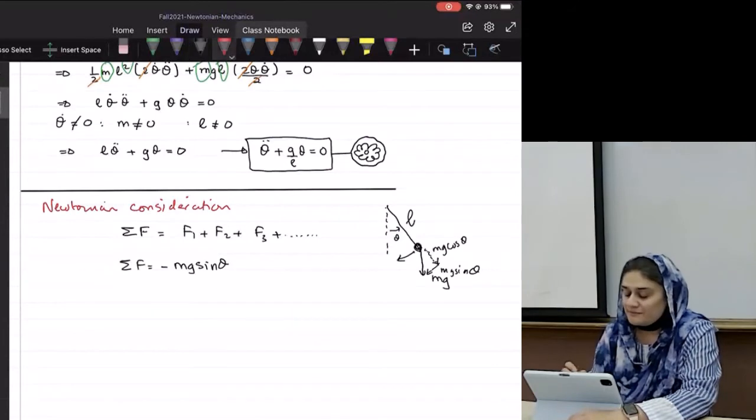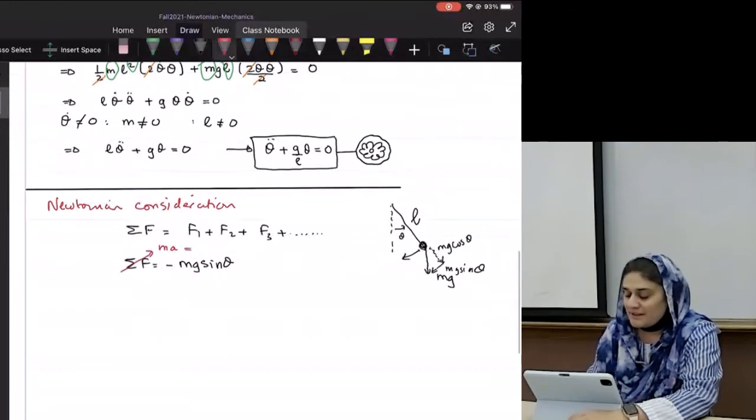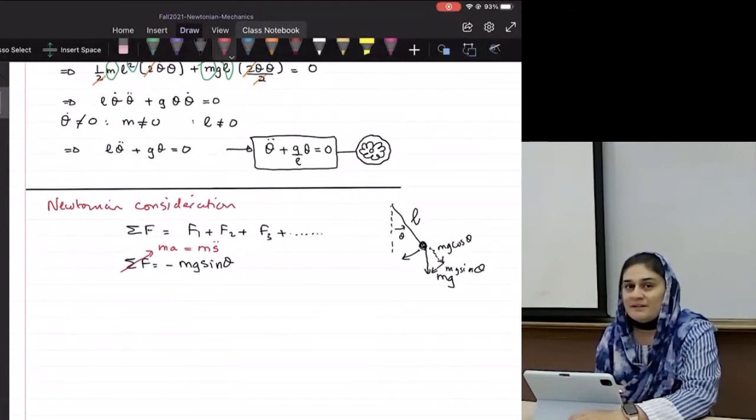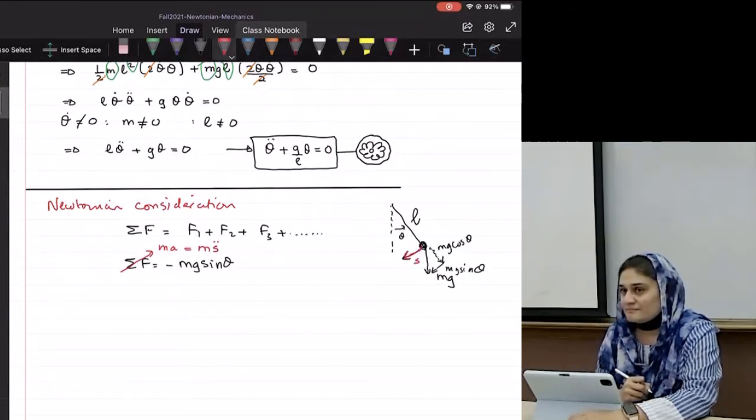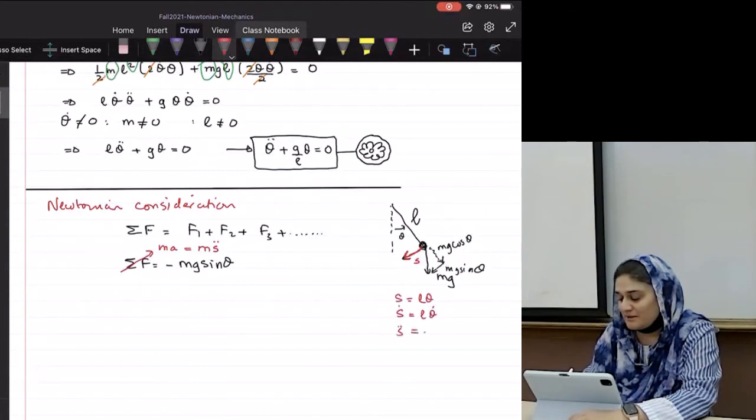Now, what is sigma F? That indeed is equal to ma. But in my case, what is a? S double dot, right? Because it's still along the arc. See it? Acceleration is along the arc. And S still is L theta. So S dot will be L theta dot, and S double dot will be L theta double dot.